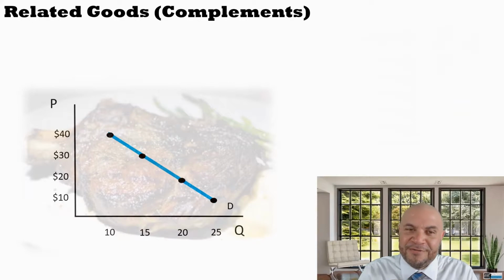Next shifter, related goods. This is one that students sometimes struggle with at the beginning. However, it's going to get fresher and it's going to become kind of simple for you. All right, so related goods, it involves two categories.